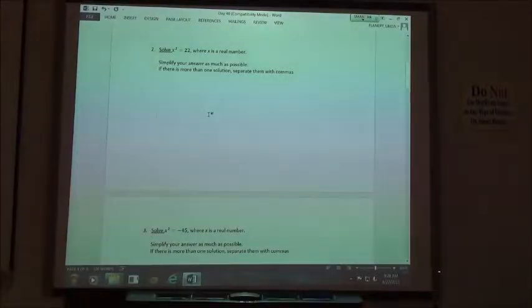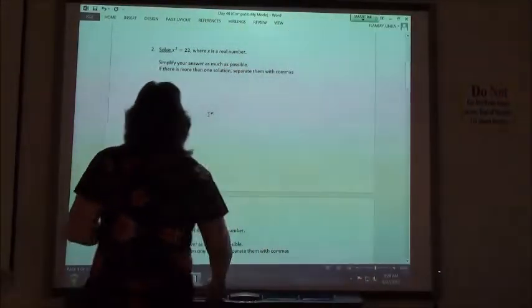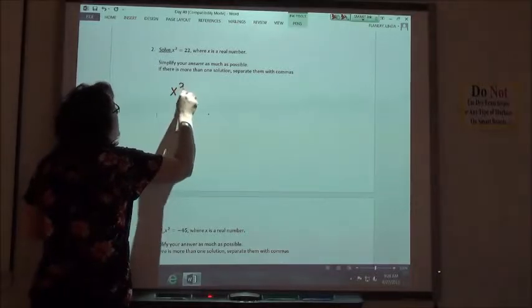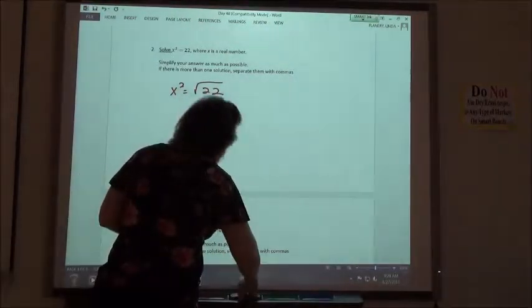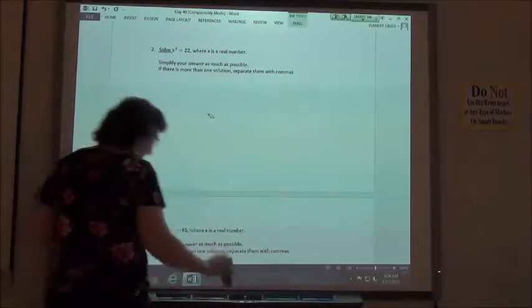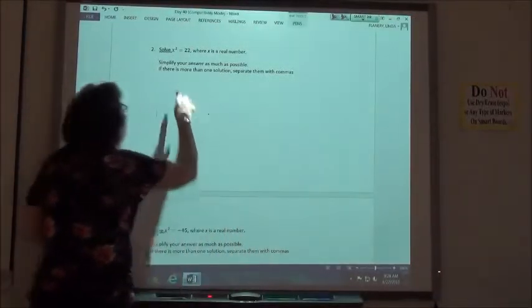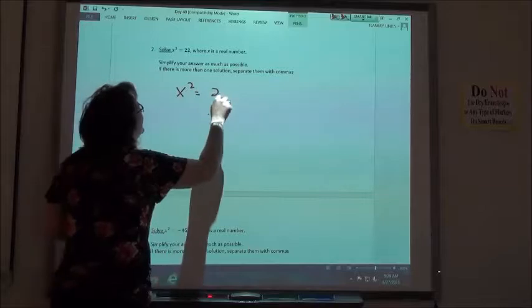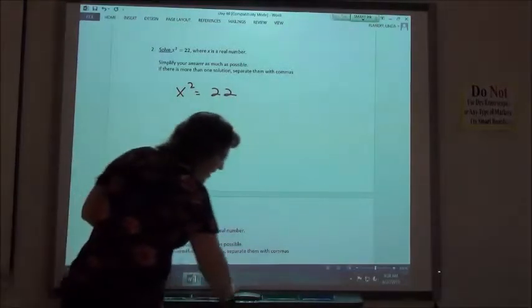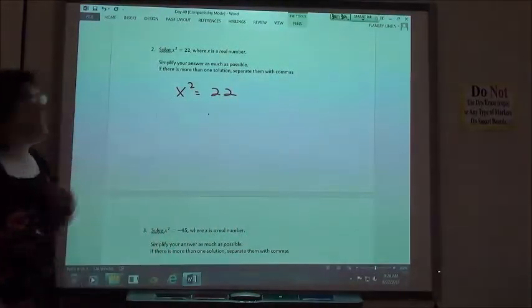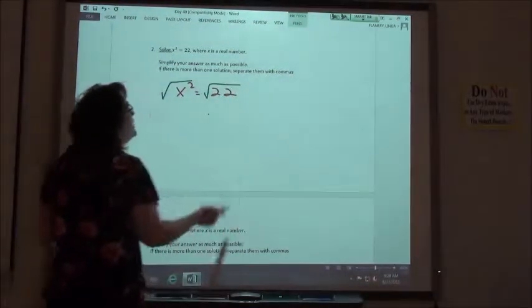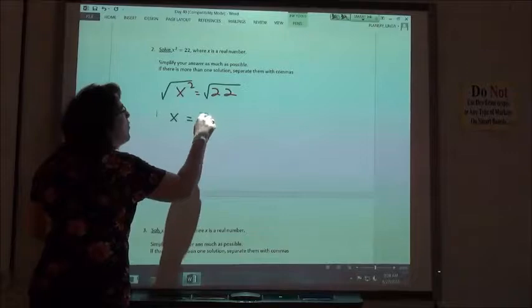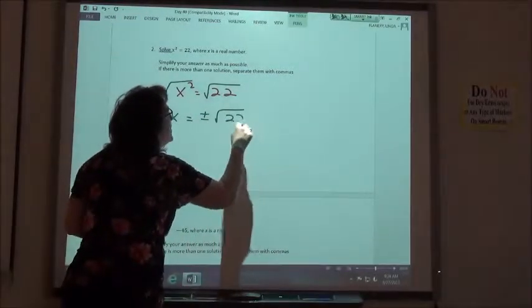So same thing on number 2. On number 2 it says x squared equals 22. So if I want to solve that, again I'm going to do the opposite of squaring. The opposite of squaring is taking the square root of both sides. So x is going to equal plus or minus the square root of 22.